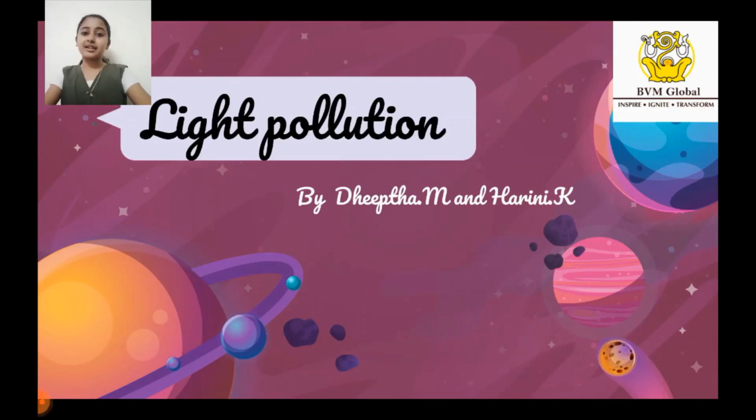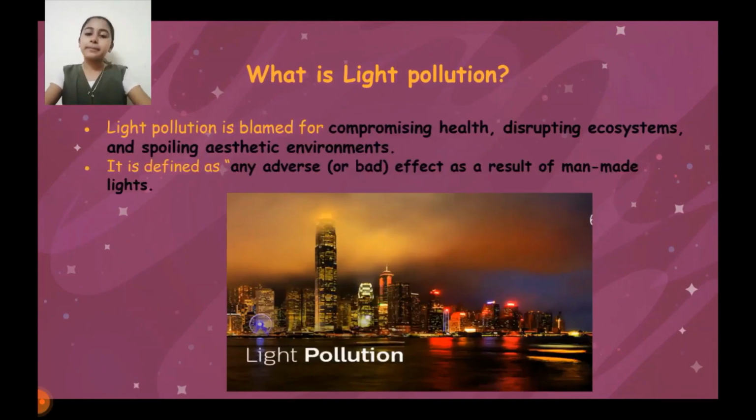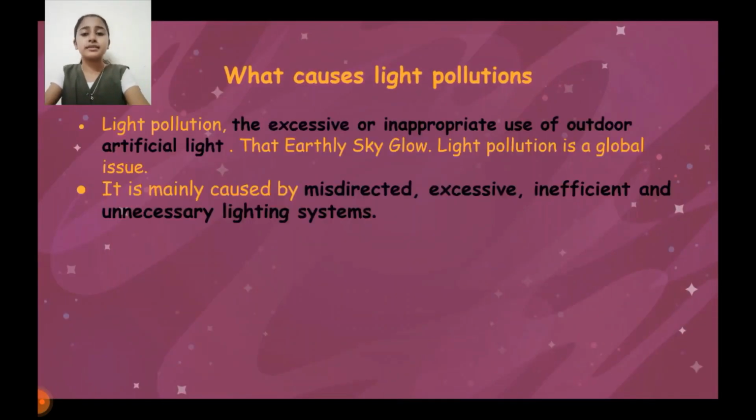So let's start. First, what is light pollution? Light pollution is blamed for compromising health, disrupting ecosystems, and spoiling aesthetic environments. It is defined as any adverse effect as a result of man-made light, which is unnecessary light around the world. So, what causes it?